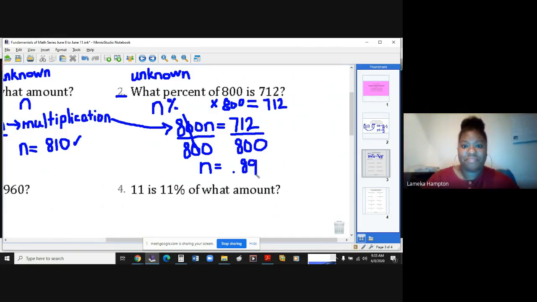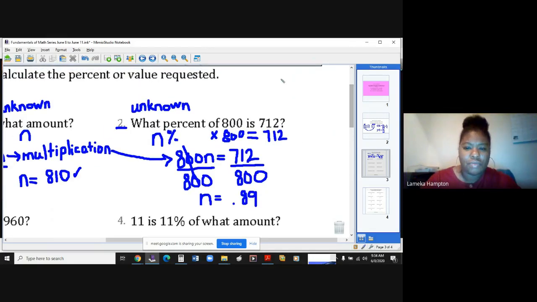Now, this is not my final answer because the original question said what percent. So this is a key. Anytime you're dealing with these types of problems, what percent of something is equal to something, you're going to get a decimal as your answer. However, you want to make sure that you convert your decimal into a percent. So that was 0.89.